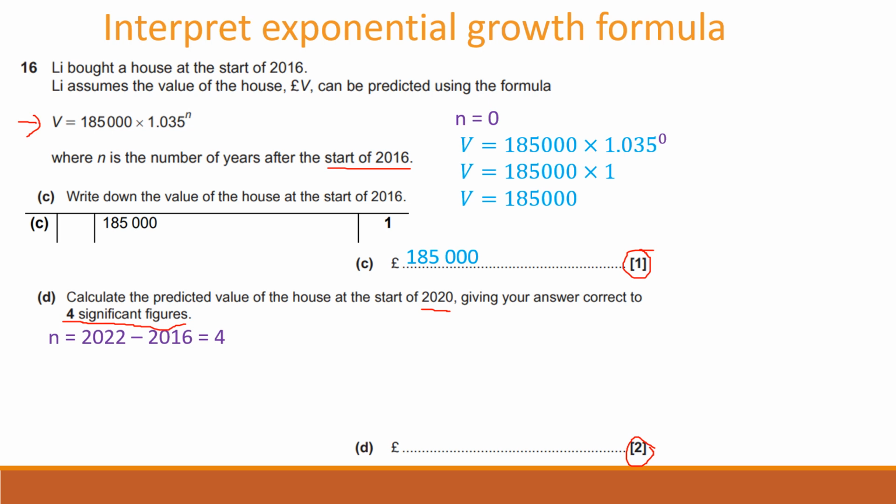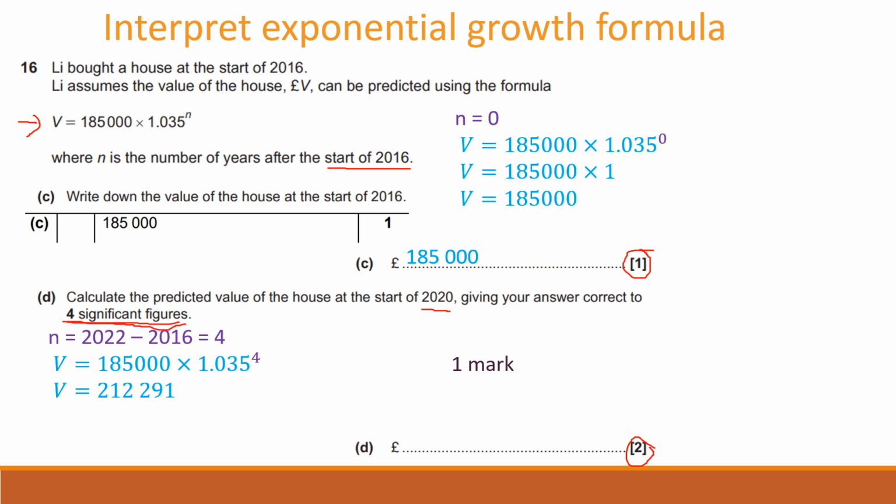Now we've got n equals 2020 take away 2016, which is equal to 4. So that is the number of years. Now the number of years is going to be my initial amount, which is 185,000 times by 1.035 to the power of 4, and that is worth 1 mark. Now I need to type that into my calculator. So if you type that in, you should get the answer 212,291. But the question says write your answer to 4 significant figures.